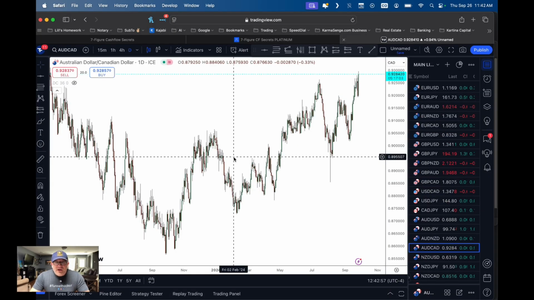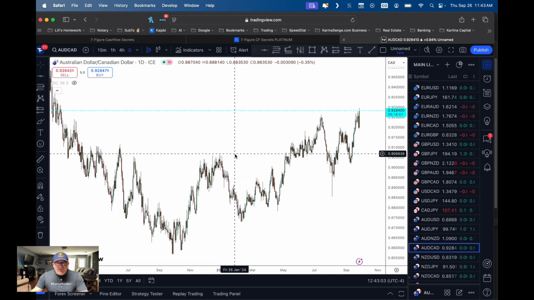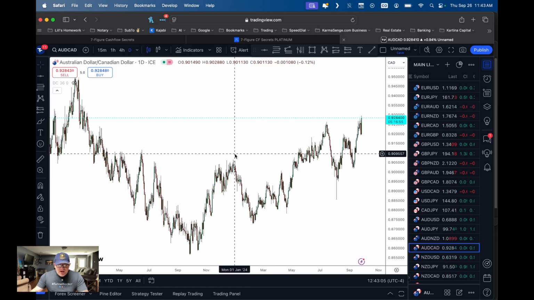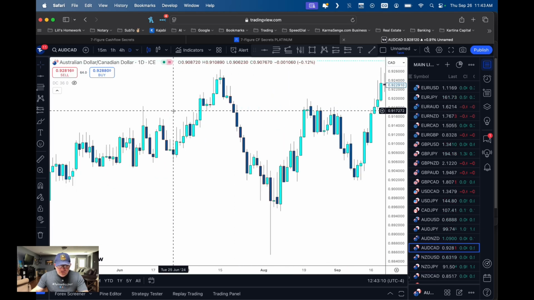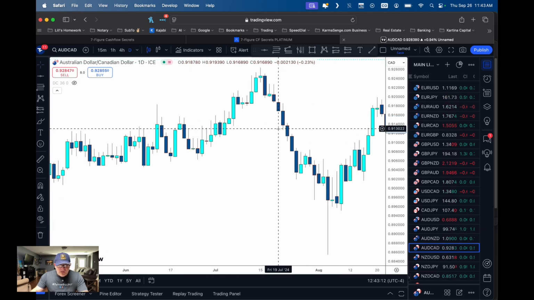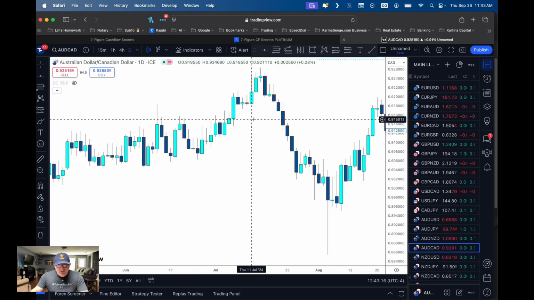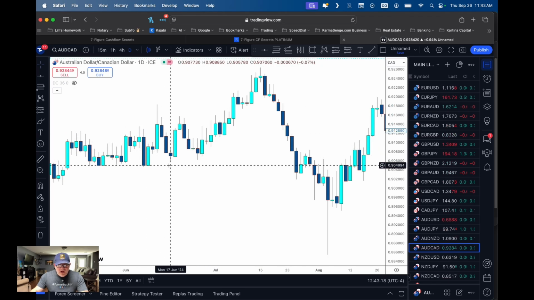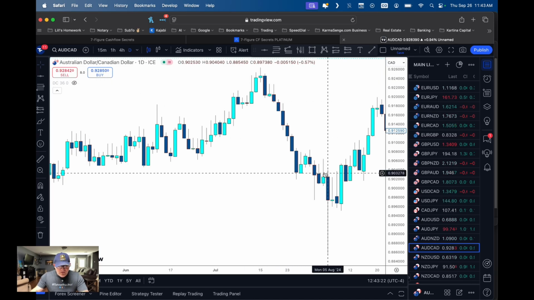So this is typically the way that I have my charts. I don't have my charts with anything on them. I don't have moving averages. I don't have stochastics or MACD or anything like that. I only have plain candlestick charts. And I have them in this color because I am colorblind. So I have some candles in a light blue, some candles in a dark blue. My light blue candles are bullish candles. My dark blue candles are bearish candles.